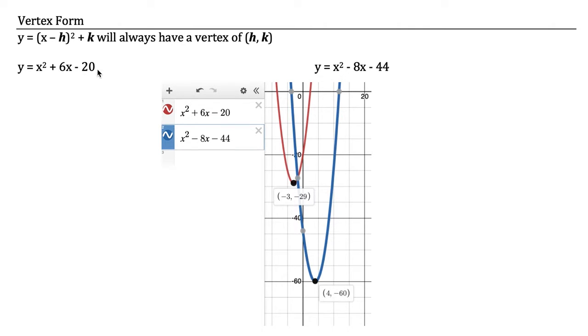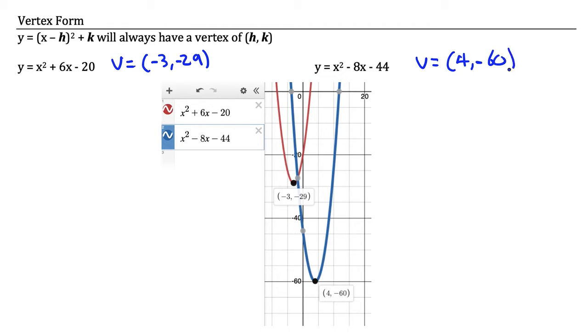Now these equations we solve by completing the square. You might notice that the numbers that are our vertex are also the numbers that show up in our process when we solve by completing the square. As you can see, I have x squared plus 6x minus 20 graphed. Its vertex is (-3, -29). And the vertex for x squared minus 8x minus 44 is (4, -60).